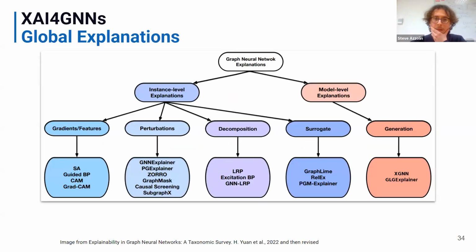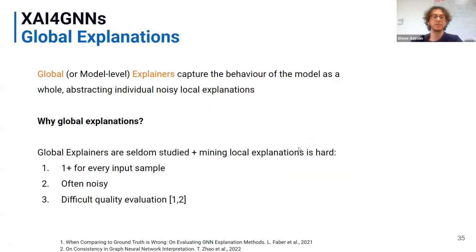So, okay, after this brief overview of the limitations of local explainers, I will very briefly describe the other branch of the taxonomy, just to give you an overall idea of the current state of the art. So let's talk about the model level explainers, also referred to as global explainers.